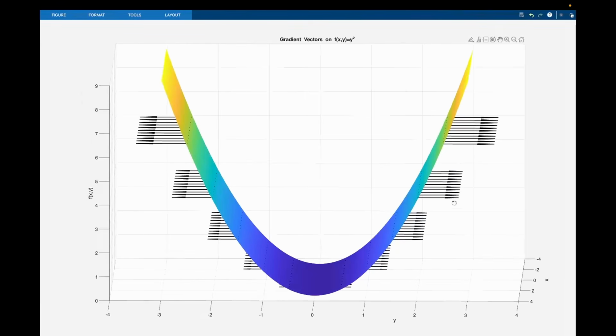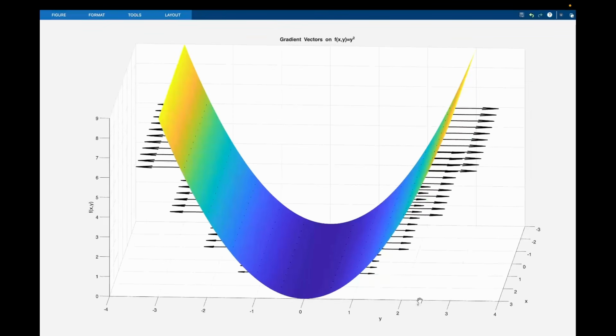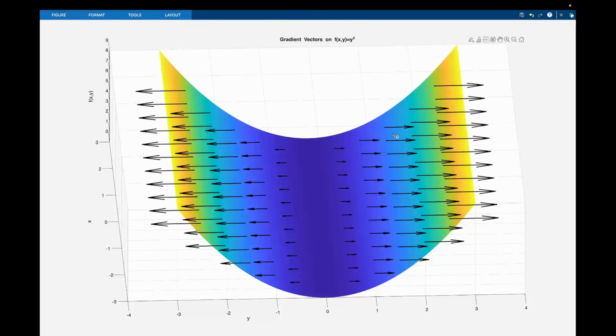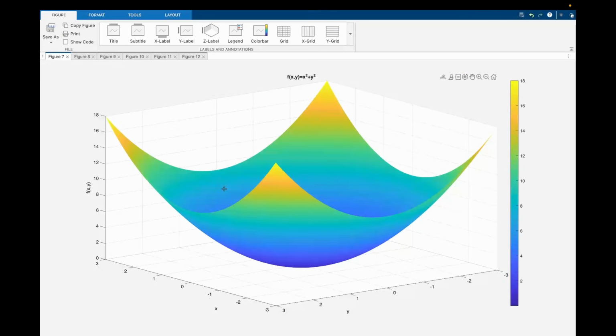If you overplot these both things, then here you can see this is the y-axis and this is the x-axis, and it's similar to the previous one. For the positive y value, it's pointing in the positive y direction, and for the negative y, it's pointing in the negative y direction. So far we have got a little bit of an idea of the gradient. Now let's make the figures a little more complicated.